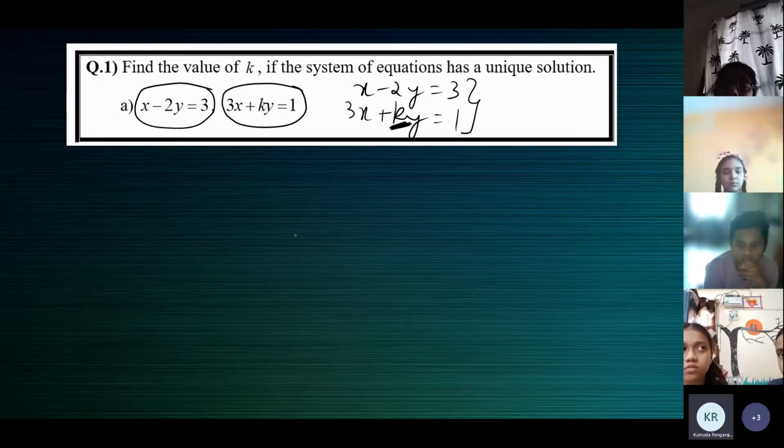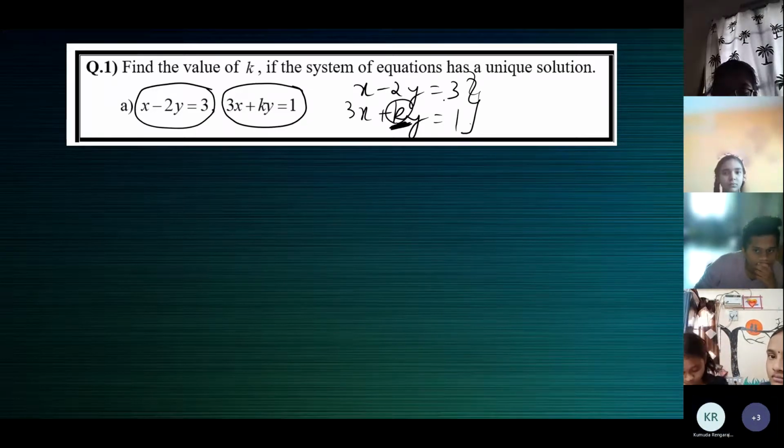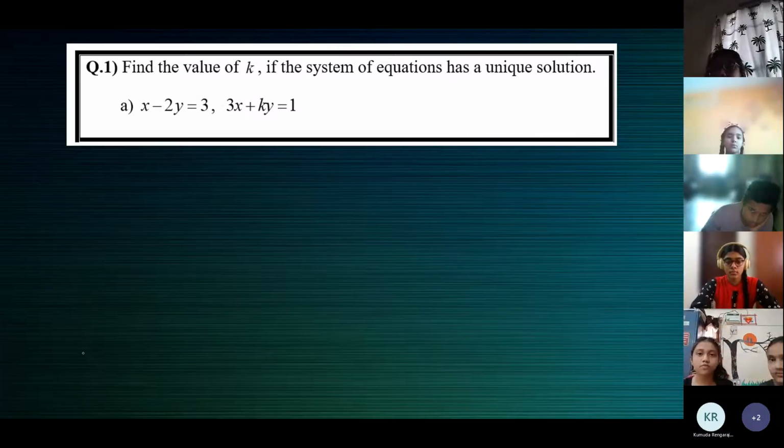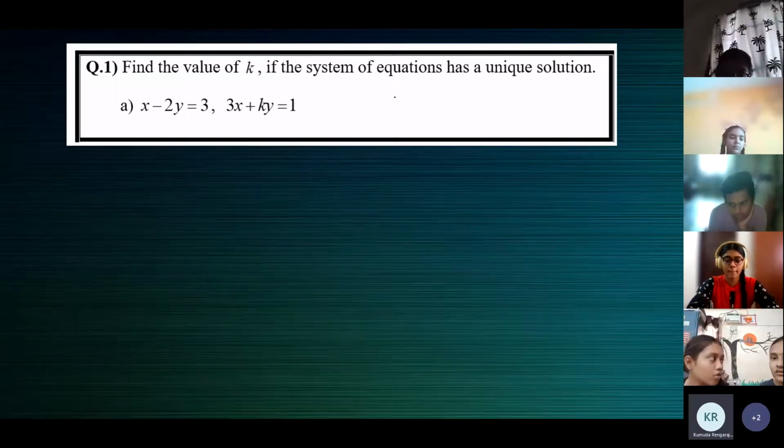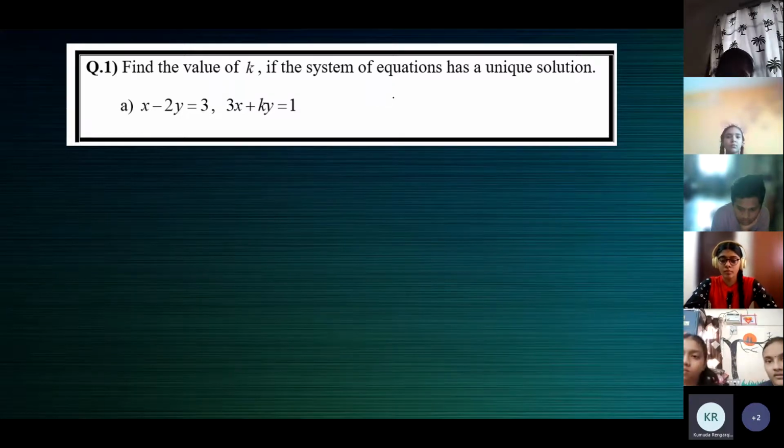Is the question understood? What should be the value of k so that the system of equations has a unique solution? Is the question understood, children? Yes, ma'am. OK. So you can get one value for k or many values for k. The solution can be any solution, but it should be unique. That's what it is.